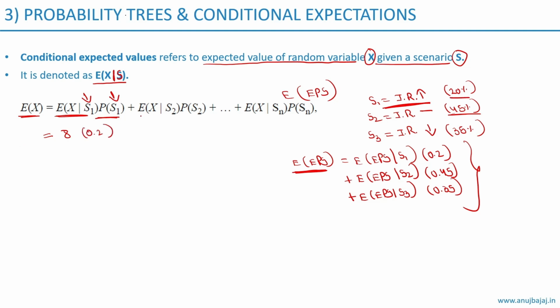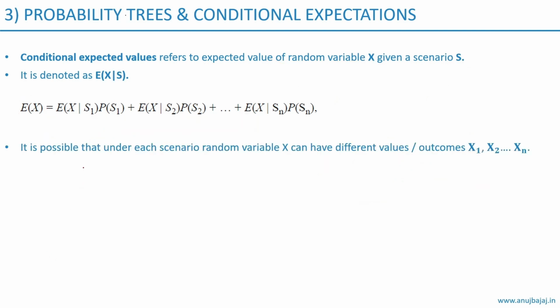And suppose the expected value of earnings per share in an environment where interest rate is stable is 10 and the probability of interest rate remaining stable is 45%, and the value of earnings per share if the interest rate decreases is say 9 and the probability that the interest rate could decline is 35%. So this is how you calculate the unconditional value based on the conditional expected value.